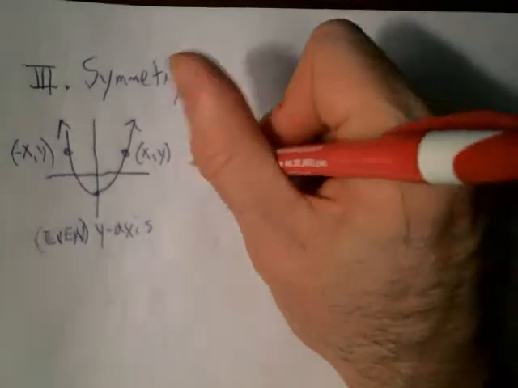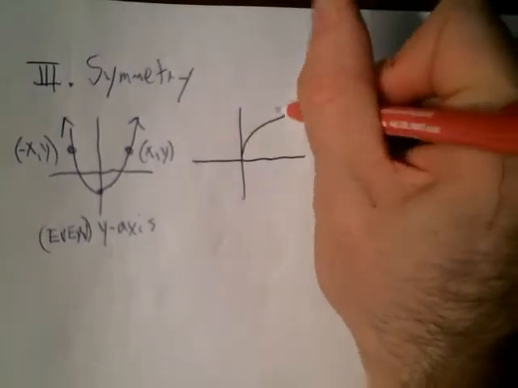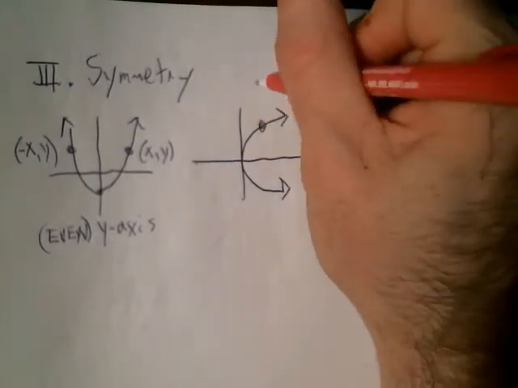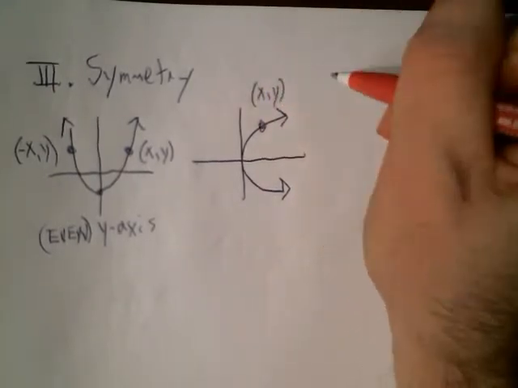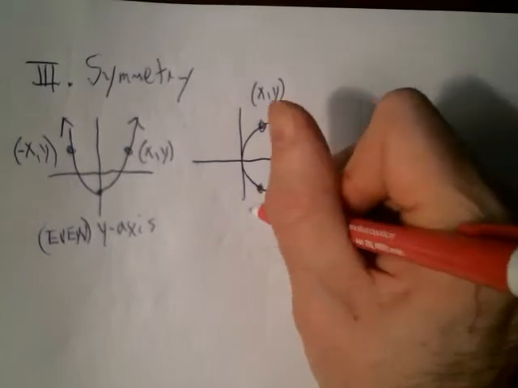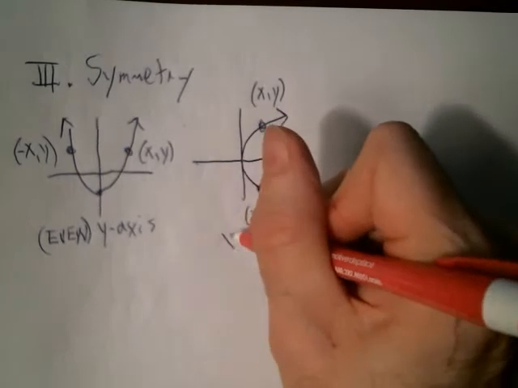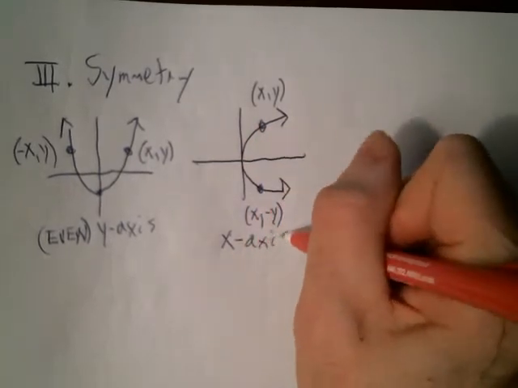The next kind of symmetry, then, is the x-axis symmetry. If you have a sideways-facing parabola here, and you have the point (x, y) on the graph, you will also have the corresponding point (x, -y). And that's called x-axis symmetry, excuse me.